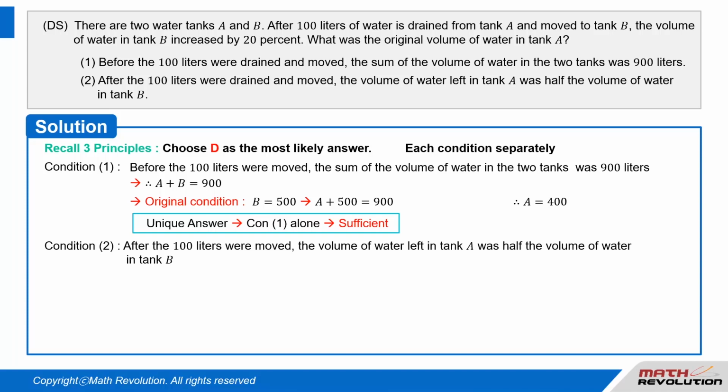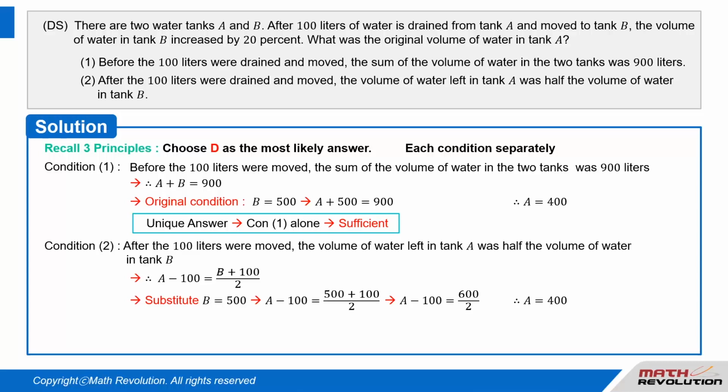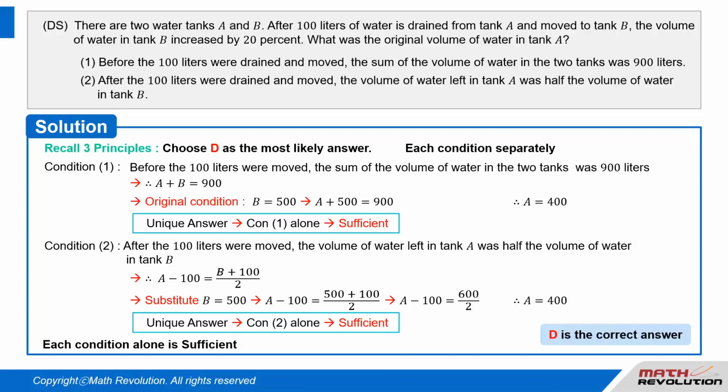Condition 2 tells us that after the 100 liters were drained and moved, the volume of water left in tank A was half the volume of water in tank B. That is, A minus 100 equals (B plus 100) over 2. Substitute B equals 500, we have A minus 100 equals (500 plus 100) over 2, or A minus 100 equals 600 over 2, or A equals 400. Since it is a unique answer, this condition is sufficient. Each condition alone is sufficient, so D is the correct answer.